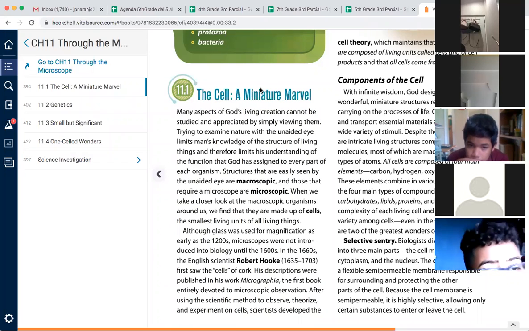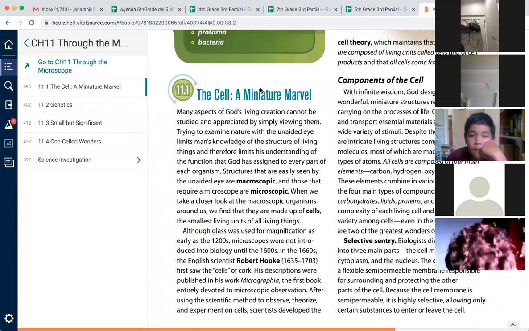The cell, a miniature marvel. Many aspects of God's living creation cannot be studied and appreciated by simply viewing them. Trying to examine nature with the unaided eyes limits man's knowledge of the structure of living things and therefore limits his understanding of the function that God has assigned to every part of each organism. Structures that are easily seen by the unaided eye are macroscopic, and those that require a microscope are microscopic. Macro means you can see it, micro means you need help.